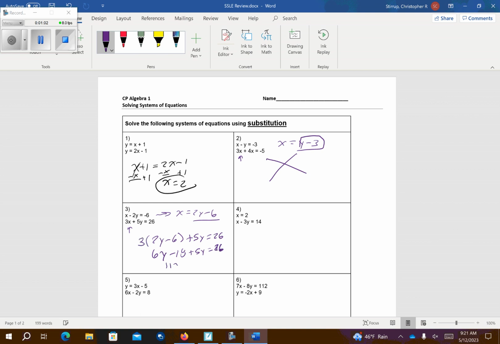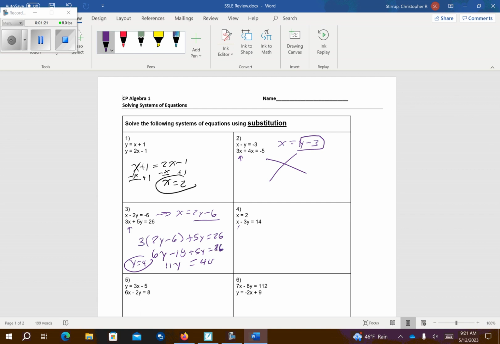So that's going to give me 11y, add 18 to the other side, and so that's going to give me 44. So divide both sides by 11, so y equals 4. This one, all we have to do is just plug the 2 in right there. And what we have to do is solve the rest of them. We'll go back to number 1.